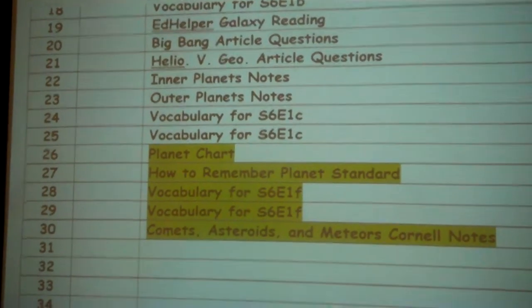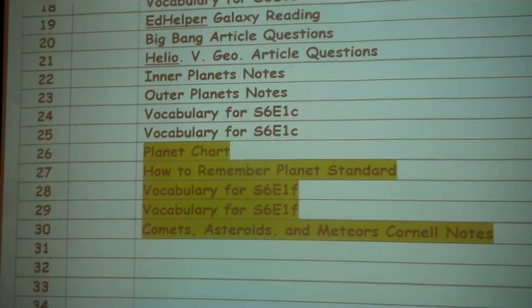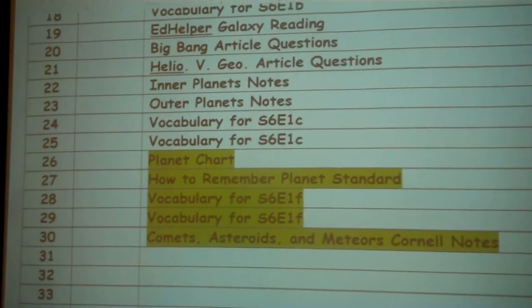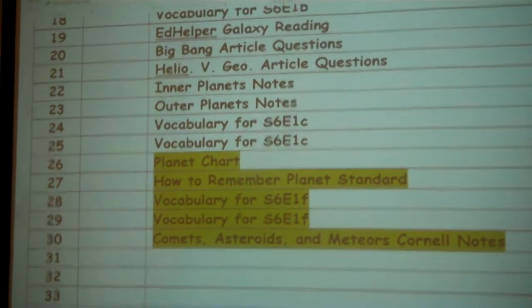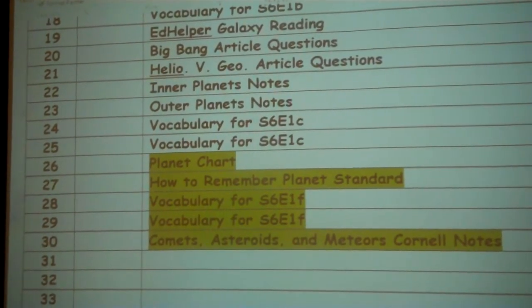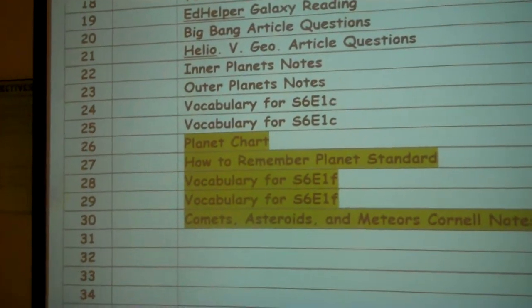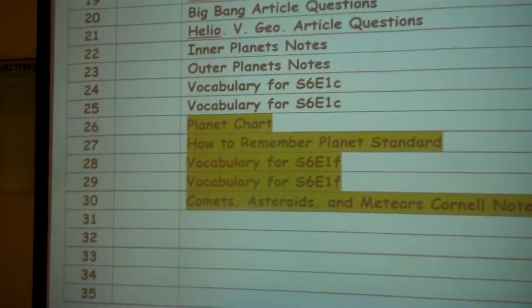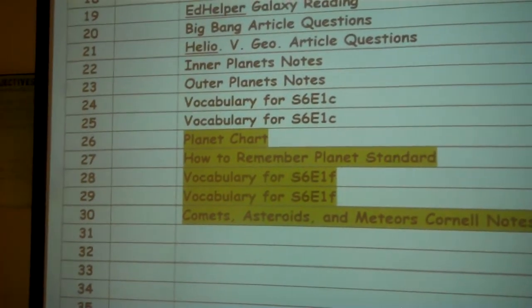This is the video for the vocabulary for comets, asteroids, and meteors. So first, on your table of contents, you need to add the next 5 pages, which is page 26, which is the planet chart that you turned in this week. Page 27, which is how to remember the planet standard, which we will be going over in class this week.